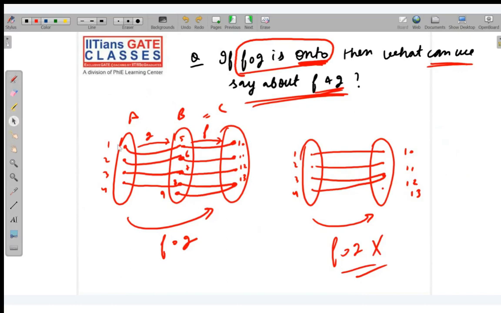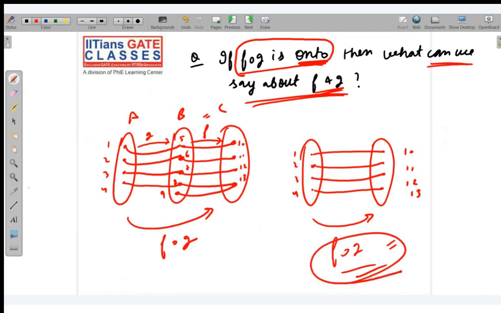So now I think FOG is onto. See this. Now FOG is onto. You can check this out. See, 1 is mapped to 5, 5 is mapped to 10, 2 is mapped to 6, 6 is mapped to 11, 3 is mapped to 7, 7 to 12, and 4 is mapped to 8, 8 to 13. So 4 to 13. I think you have got it. Now we have got FOG to be onto. When FOG is onto, now we can check.